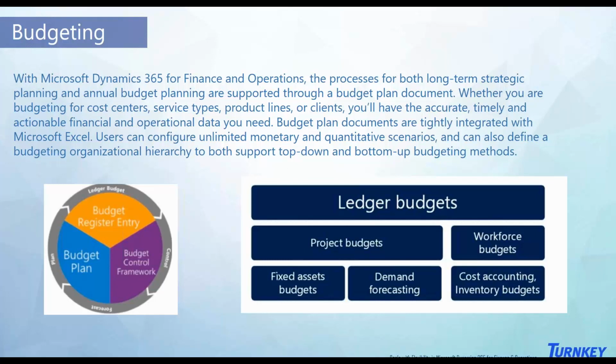Here we're going to talk about our budgeting. The processes for both long-term strategic planning and annual budgeting are supported through the budget plan document. The budget plan documents are tightly integrated with Microsoft Excel, like I was referring to about the general ledger side, which allows you to easily maintain and review it in Excel, as well as enter any updates in Excel and then have it push into F&O.